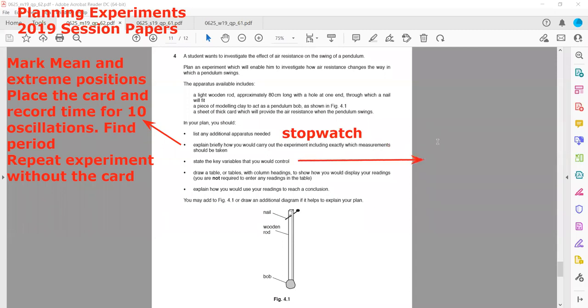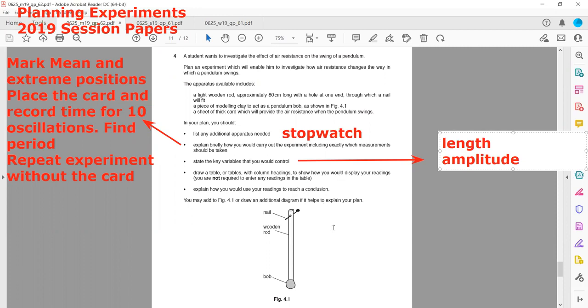What can we control here? The length of the pendulum, and the amplitude, the position where we release it, should also be the same. Then, how would you use your readings to reach the conclusion? So how will we use our readings to reach the conclusion?